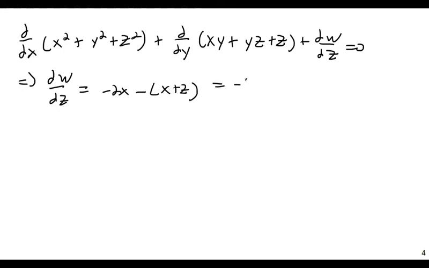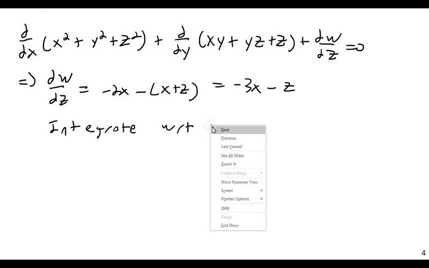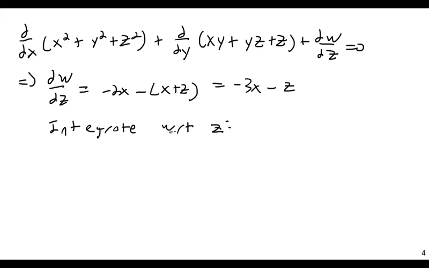Or this is equal to negative 3x minus z. And so finally, if I integrate this with respect to z, I will get that w is equal to negative 3xz minus z squared over 2 plus c.